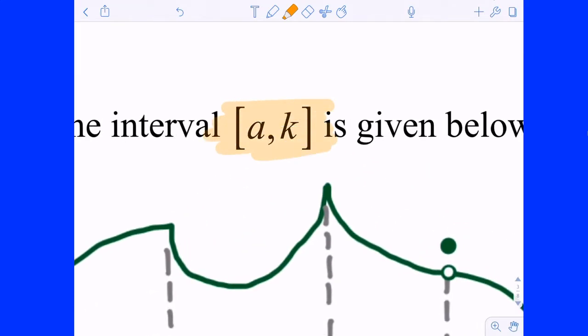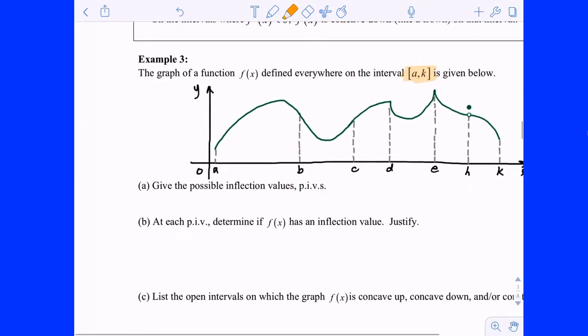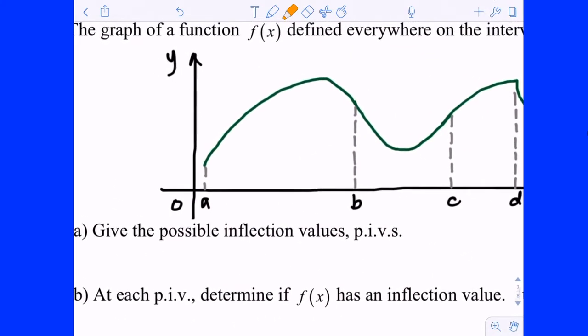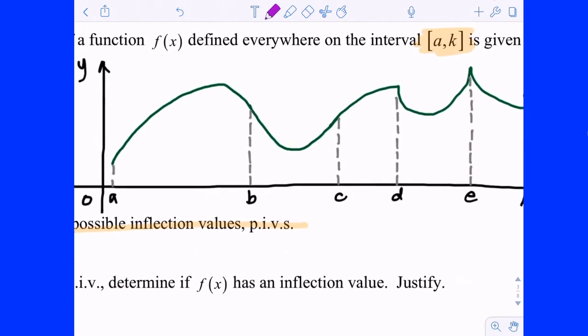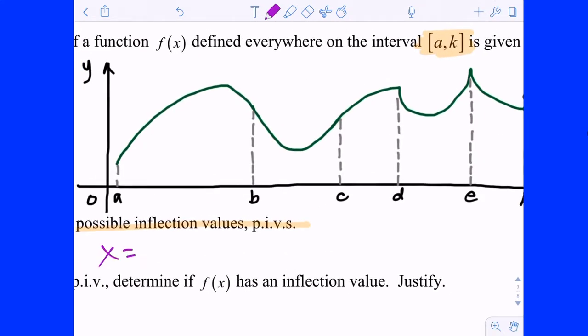The graph of a function f defined everywhere and given on the interval from k to a to k. I saw that and I wanted to say ak. Sorry, it's given below. Give the possible inflection values. All right, so let's just list them. We won't do any justification here. We'll just list them from left to right. B, good. Why B? It's defined everywhere, so we don't have to get that first part.